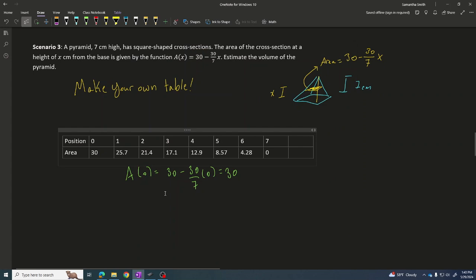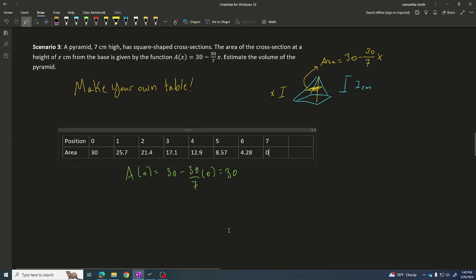I've gone ahead and done those calculations off screen, and if you plugged in x equals 1, a position of 2, a position of 3, 4, 5, 6, 7 into this area function, then here are the areas of the square-shaped cross-sections at those respective heights. And you can see that at the very top of the pyramid, when the position is 7 units exactly, we get a cross-sectional area of 0.